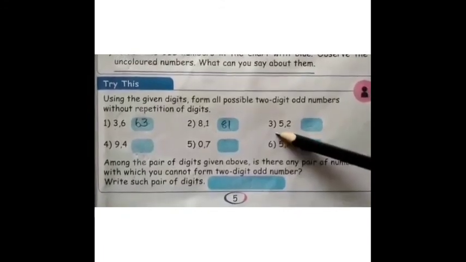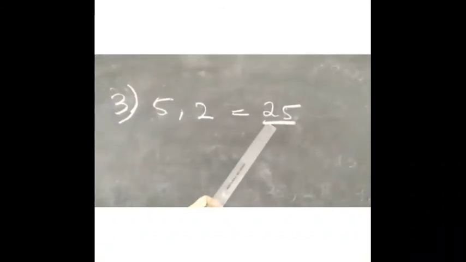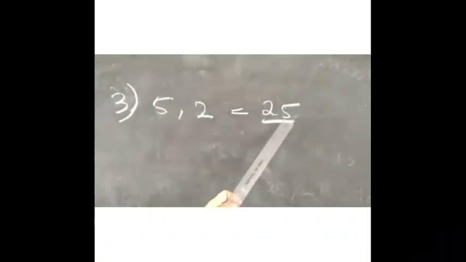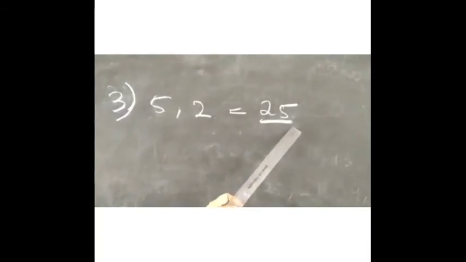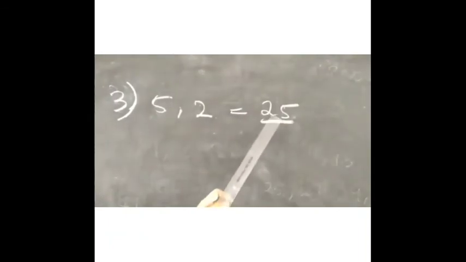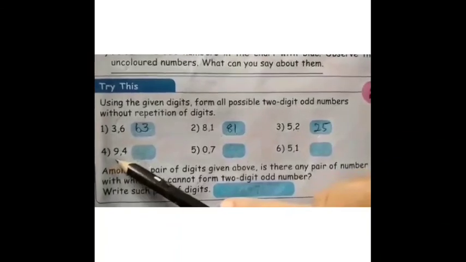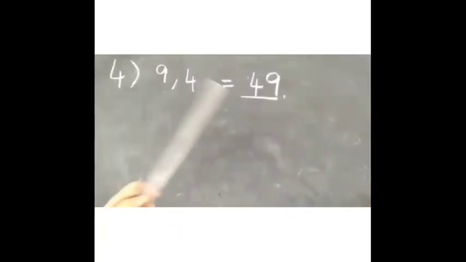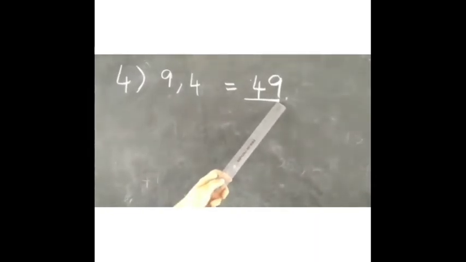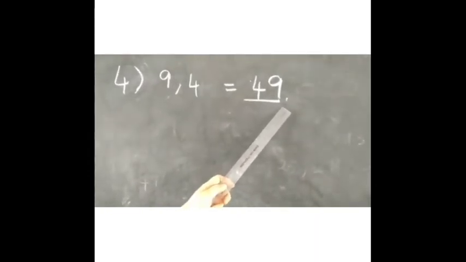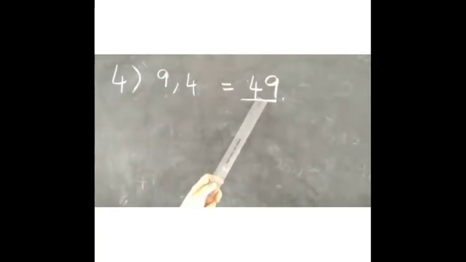Next, the third question is 5, 2. Let us take number 25. 5 is in the ones place. 5 is an odd number. So, 25 is also an odd number. Next, the fourth question is 9, 4. Let us take number 49. 9 is in the ones place. 9 is an odd number. So, 49 is an odd number.